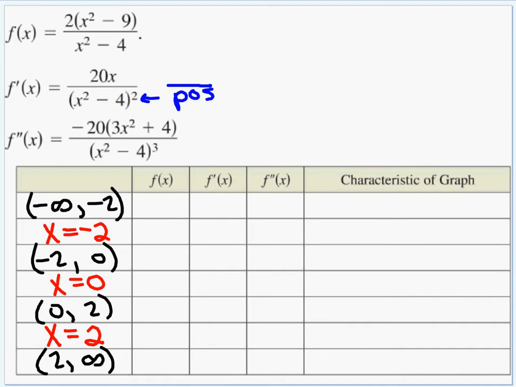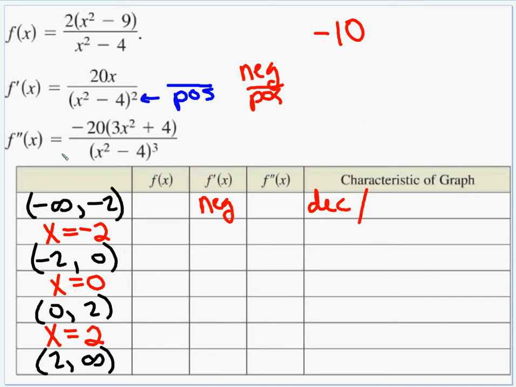Okay, let's start filling some stuff in. First interval, negative infinity to negative 2, I'm going to use a negative 10. If I put negative 10 into the first derivative, my numerator is going to be a negative 200. We've established the denominator is always positive, so our first derivative is negative. And if it's negative, that means the function is decreasing.